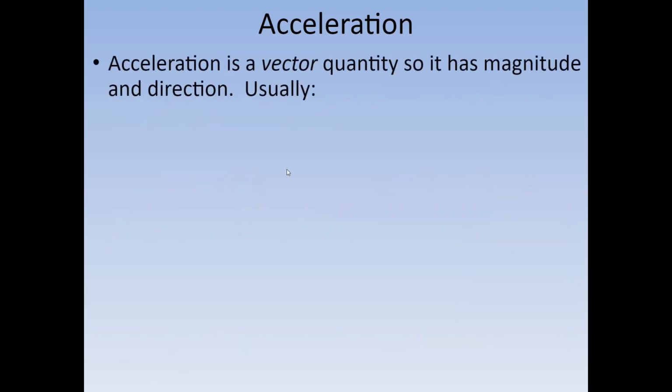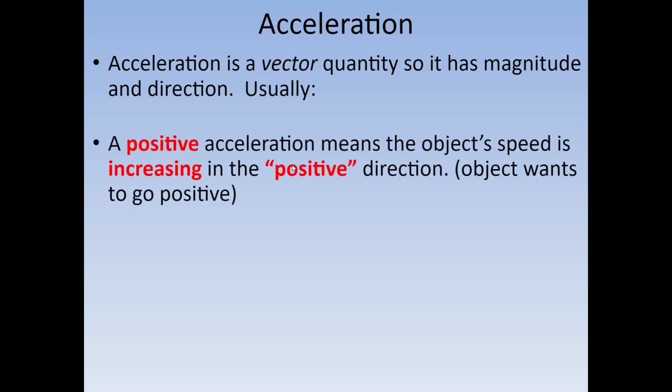All right. Now, acceleration is a vector, which means direction matters, right? The acceleration can be pointed in a certain direction. Now, what does it mean to have a certain direction for acceleration? Because direction matters, we could say that acceleration can either be positive or negative. When we say that an acceleration is positive, that usually means that the speed of the object is increasing specifically in the positive direction.